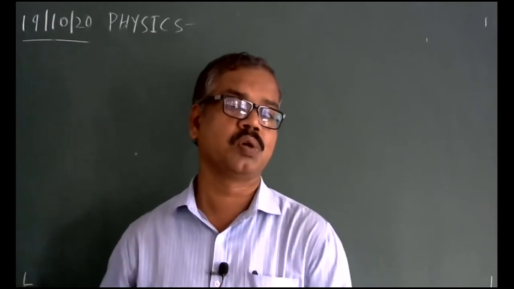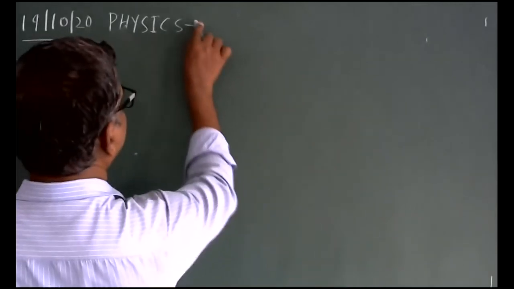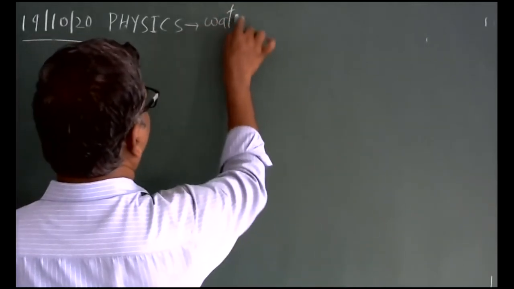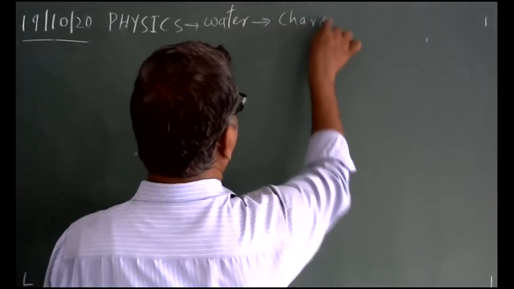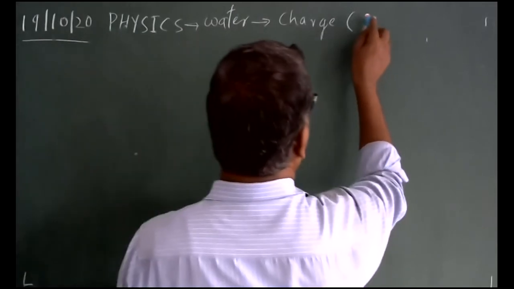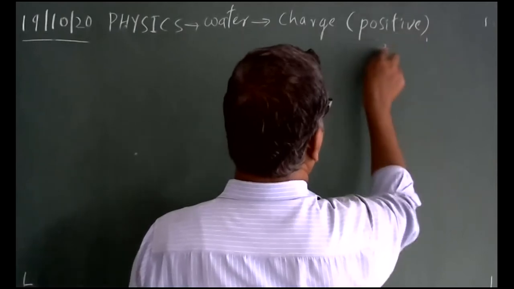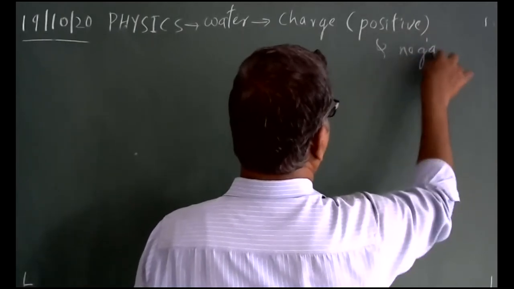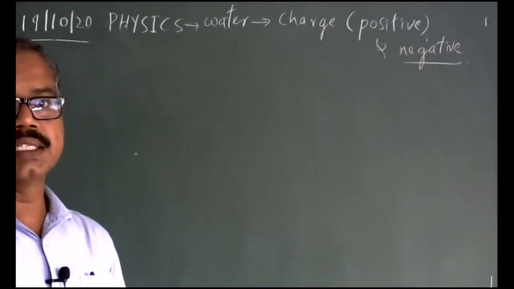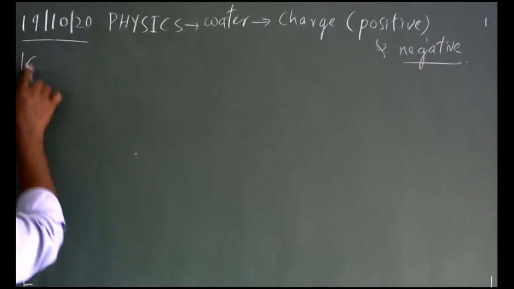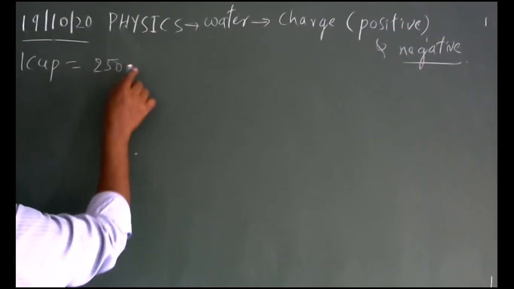Because 1 mole equals the number of identical water molecules. Let me start. Example. Water. Charge. Positive and negative. What's the magnitude of positive and negative charge in a cup of water is the question. Let us consider 1 cup is equivalent to 250 gram.